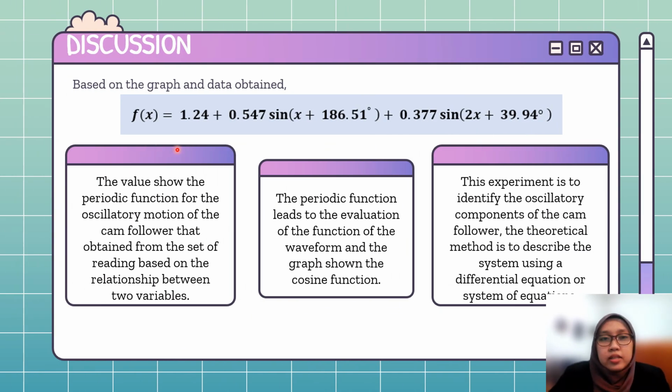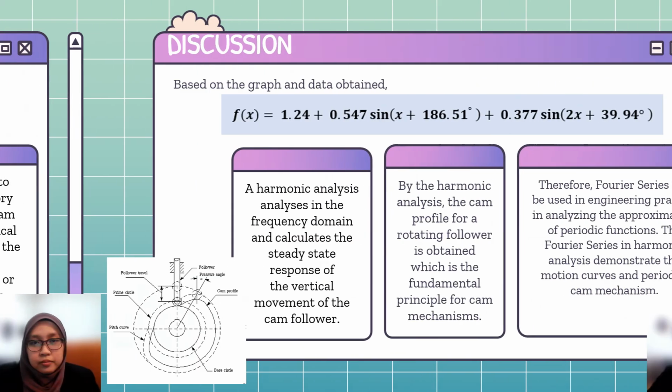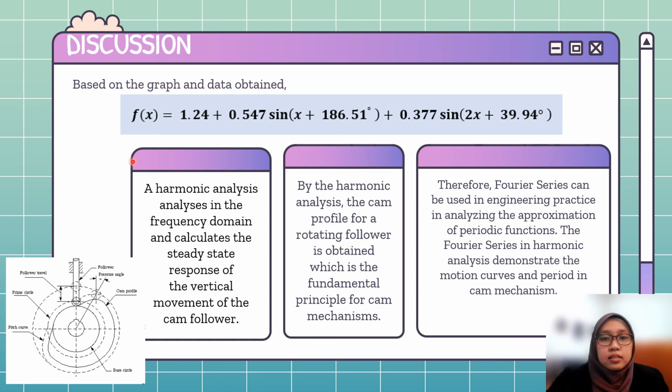Here is the function f(x) defined for the revolution of a shaft of the cam follower. The coefficients of the relevant Fourier series are obtained from the set of readings based on the relationship between the f(x) and y. Thus, this Fourier series can identify the oscillatory component of the cam follower, which is the cam profile. Then we learn the harmonic analysis can analyze the steady-state response of the vertical movement of cam follower by the Fourier series obtained. So the Fourier series that we obtain here demonstrate the motion curves in the cam mechanism. Here we can see the cam profile in the mechanism of cam follower.